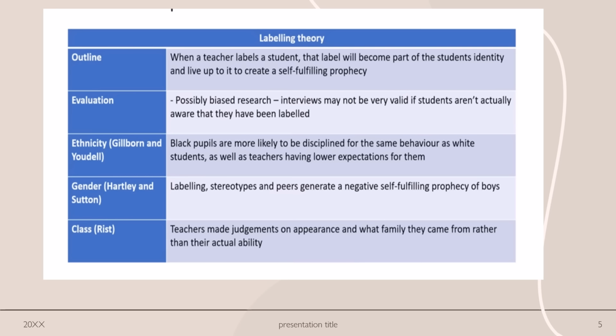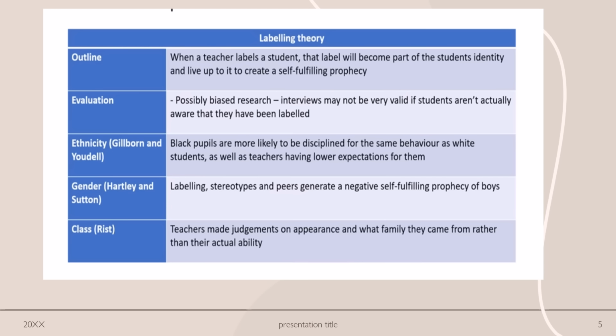But the thing is, people have gathered this from research. In my second point, it says that research can be biased because interviews may not be valid if students aren't actually aware they have been labeled. That's true, because it's not like teachers publicly tell the students what they think of them all the time. Sometimes they just keep it to themselves. And then I got a couple of studies down, yeah.